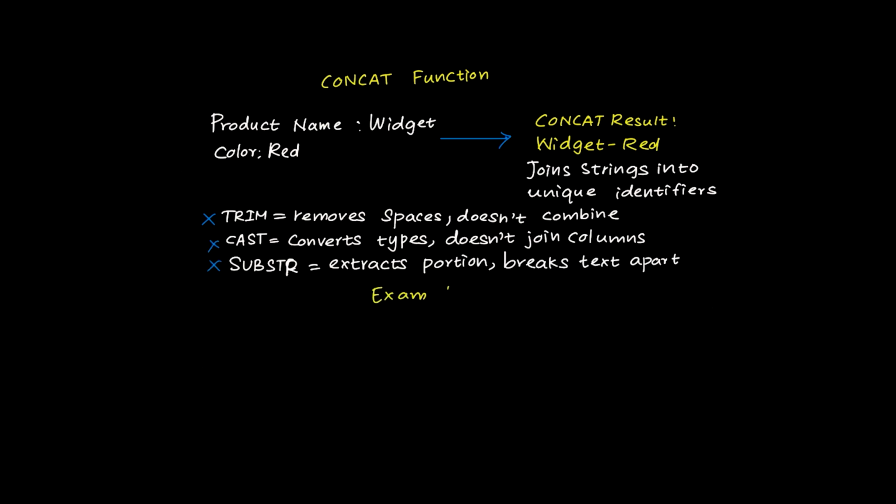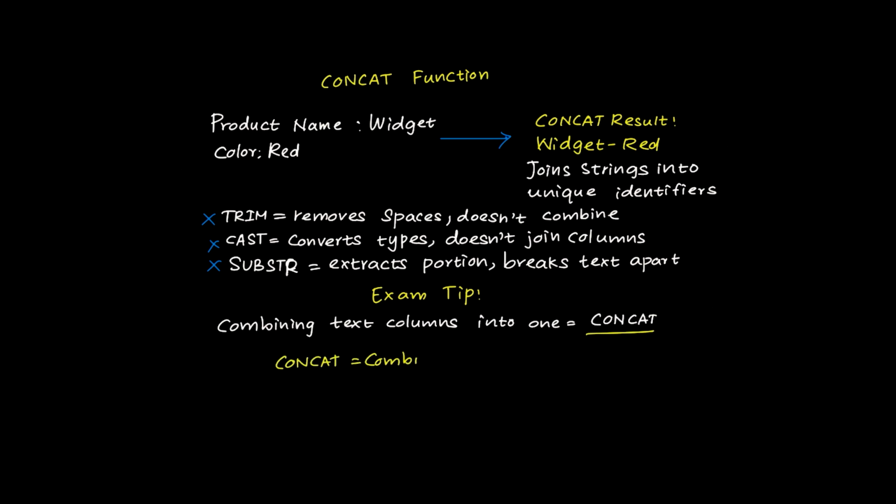Here's a WGU D467 exam tip for you. When a question describes combining two or more text columns into one string, especially for creating unique identifiers, concat is the function. Quick recall hook: concat equals combine text, create keys.